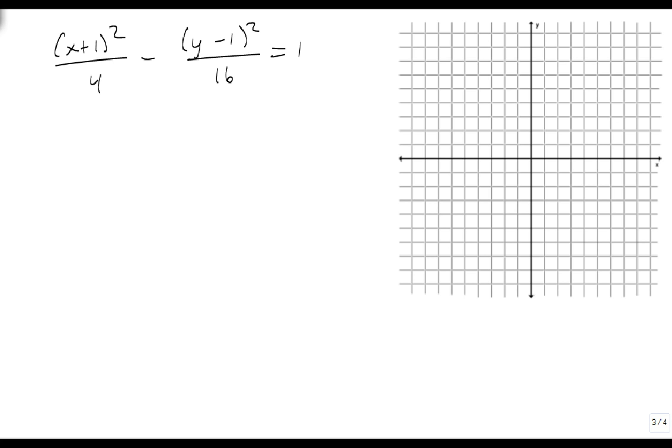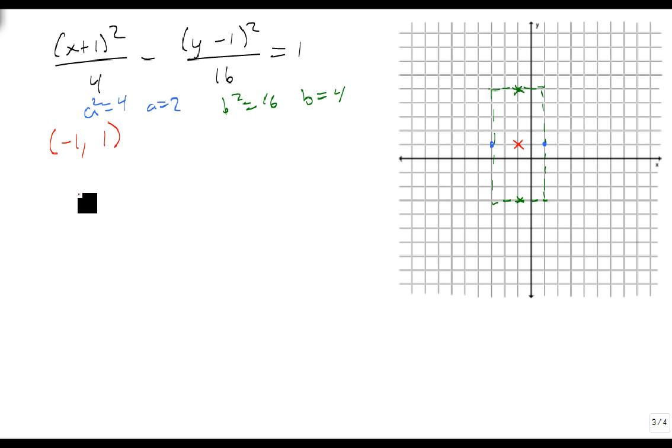(x plus 1) squared over 4 minus (y minus 1) squared over 16 equals 1. This means we start by finding our center, and our center is at (minus 1, 1). So there's our center. Our a squared is 4, so that means a is 2. And our b squared is 16, which means b is 4. So we're going to go over 2 from here, and these are going to be our vertices, because it comes from the positive one. And we're going to go up 4, and these aren't points. And we get a nice little rectangle formed around this.